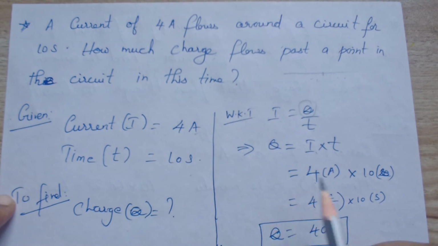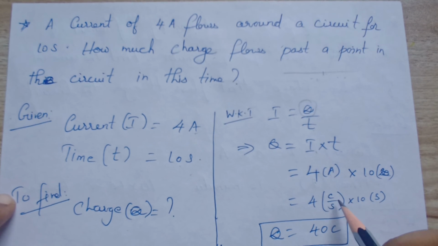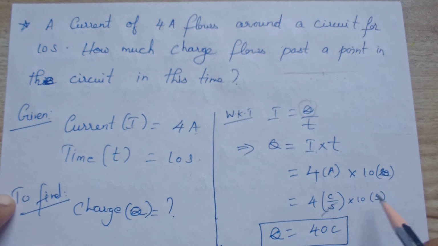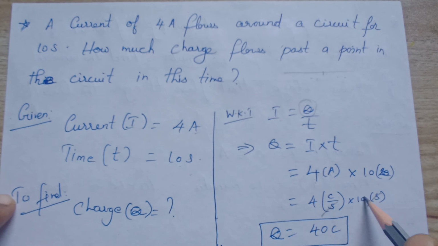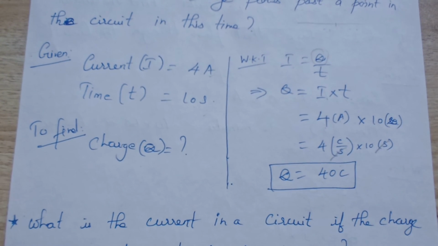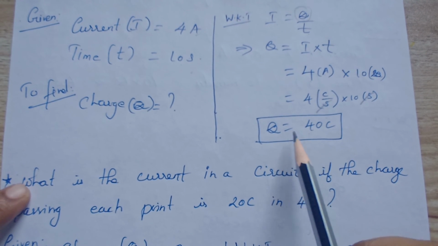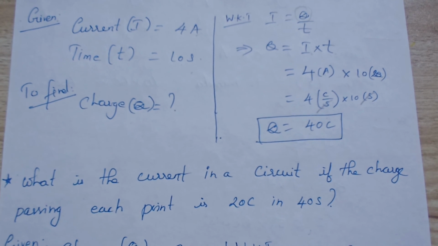I is 4 ampere and T is 10 seconds. So ampere is written as coulombs per second. So seconds get cancelled, and 4 into 10 is 40 coulomb. Charge equals 40 coulomb. So 40 coulombs of charge is flowing through a particular point.